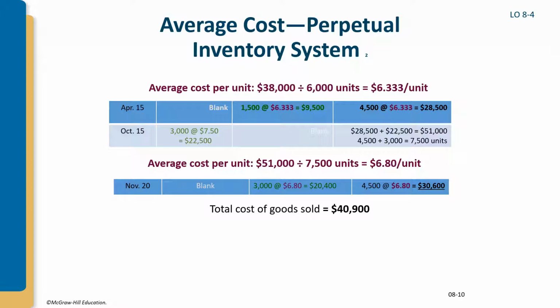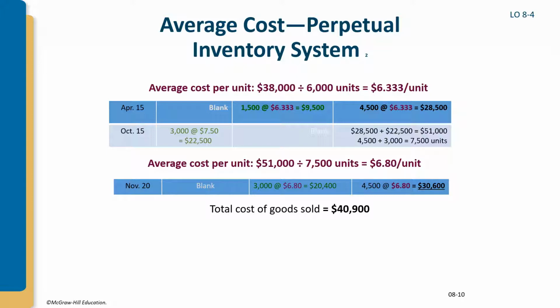When we sell 1,500 of those, we will remove them at 6.333 or $9,500 in total. Of the 6,000 units that were in inventory, we just sold 1,500. So there's 4,500 left that have an average cost of 6.333 or a total cost of 28,500.